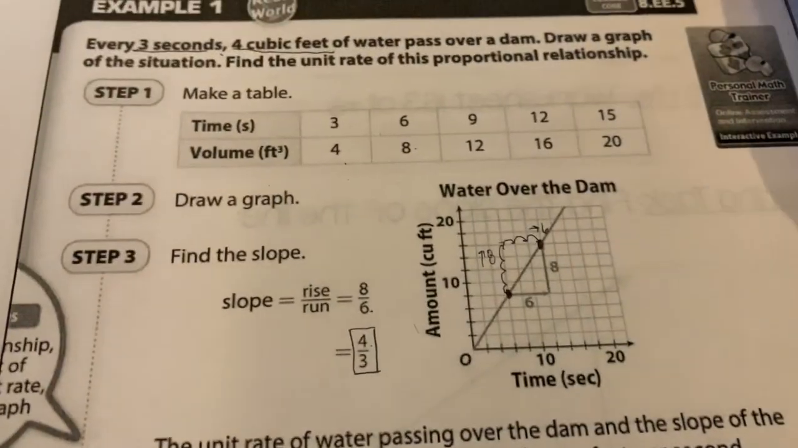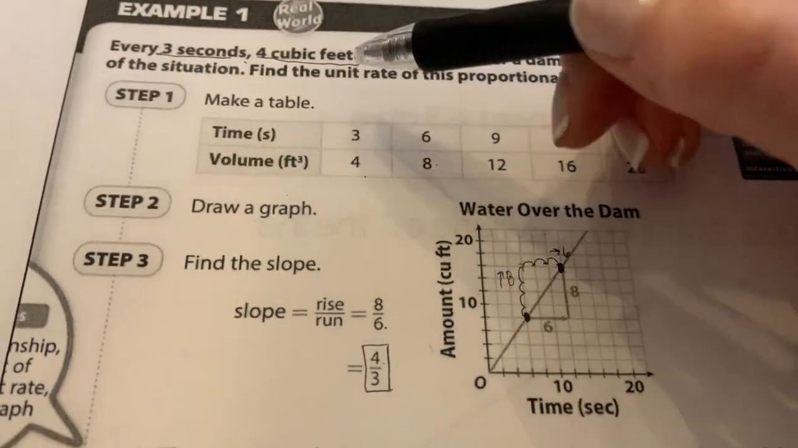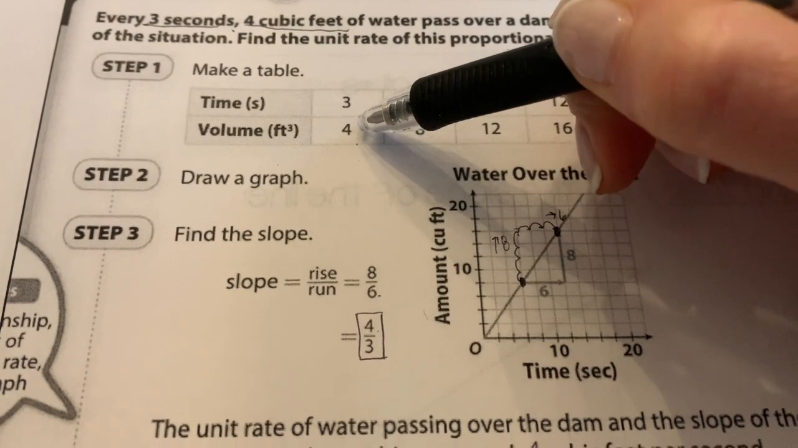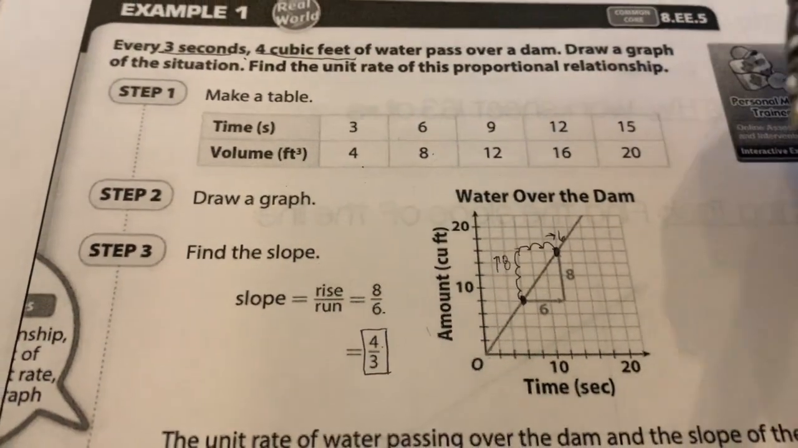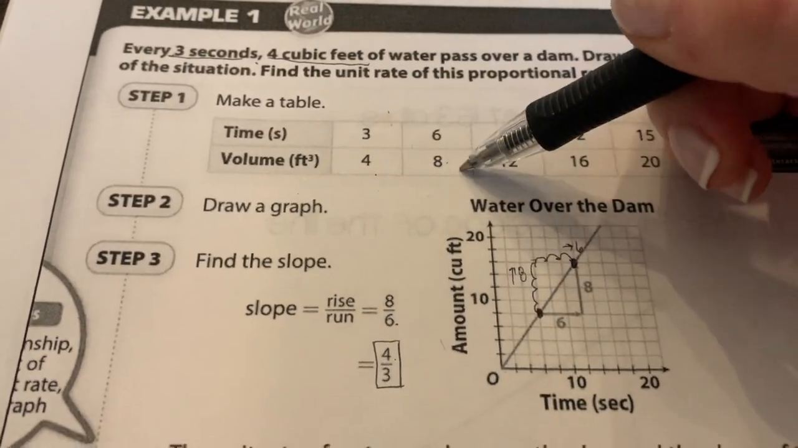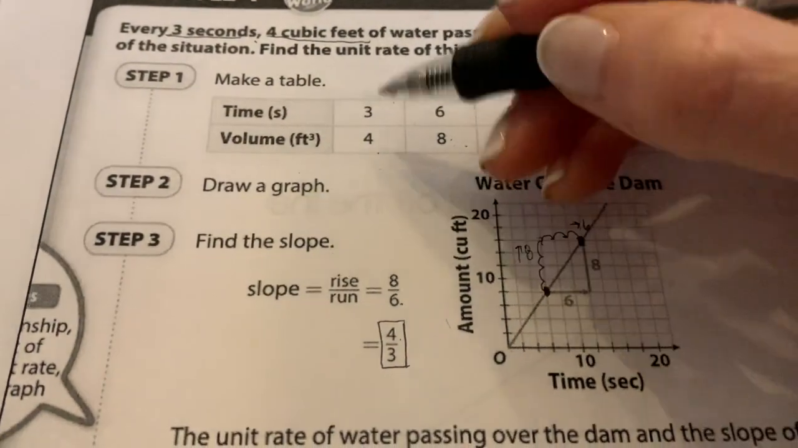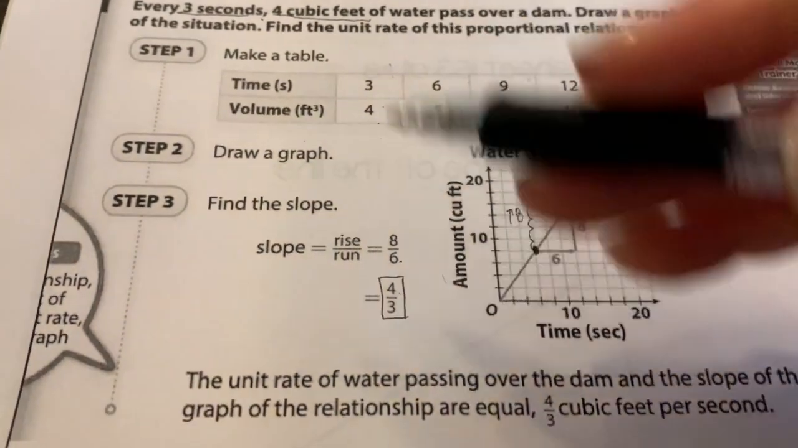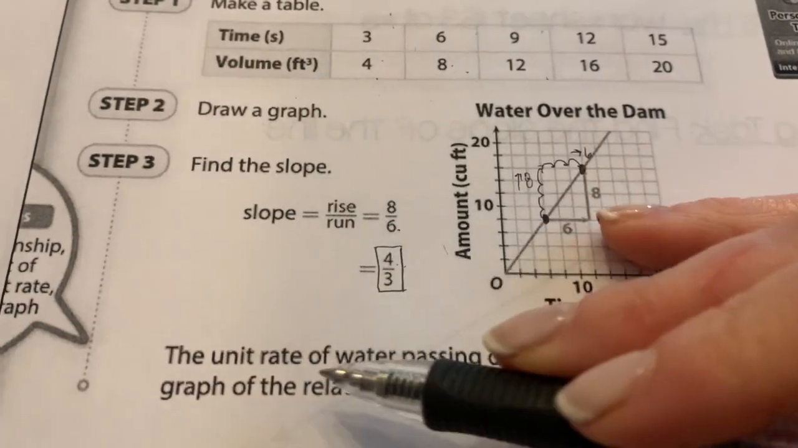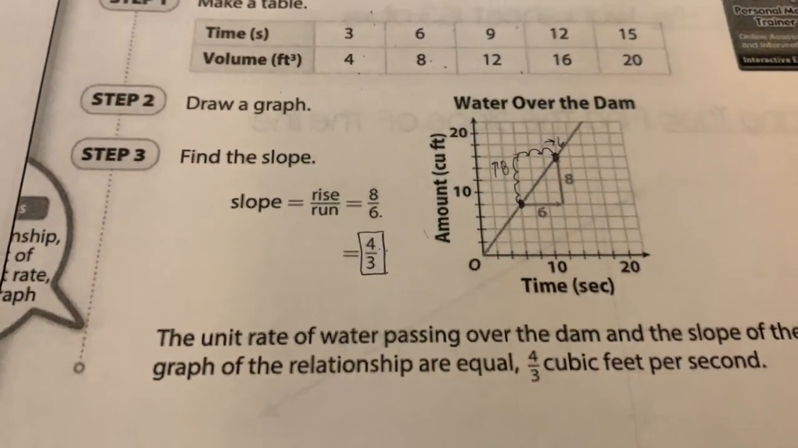Now, as you can see, for the unit rate, you've got 4 over 3, 8 over 6, 12 over 9. When you divide all of those, they reduce down to 4/3. So the slope is exactly the same as the unit rate, which is 4/3.